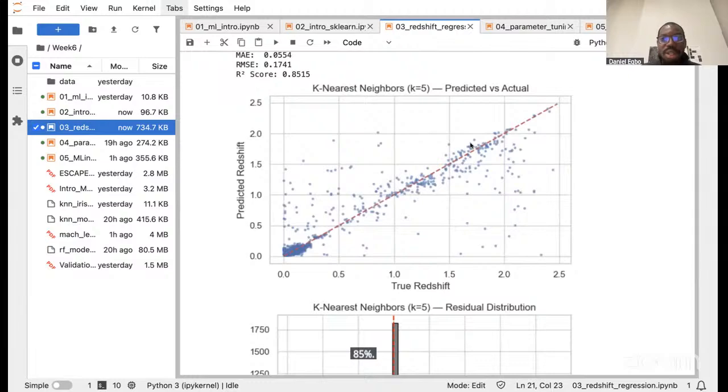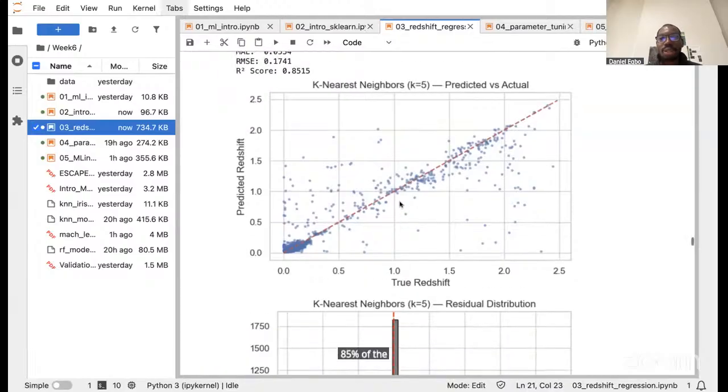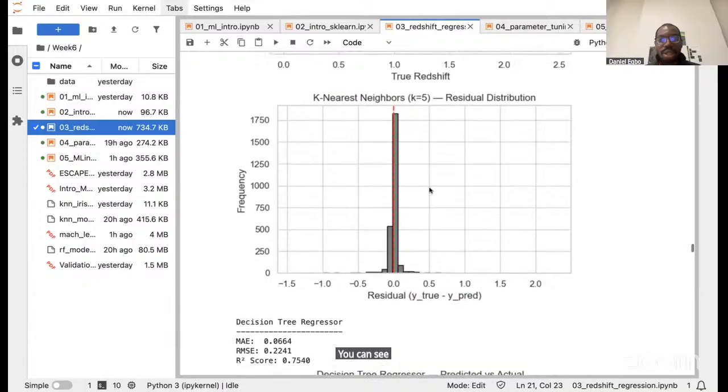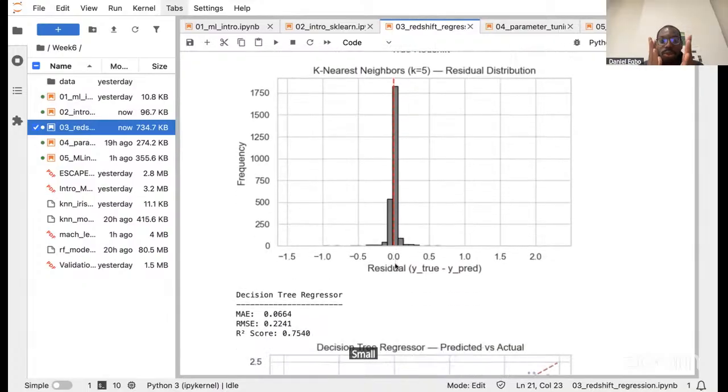And if you plot and compare the two models, you can see it did predict to a great extent, but it did not get everything right. There were also outliers here. It performed poorly for a number of them. But it did quite well. To an extent, what it means is that if you give it this data, 85% of the time, it is going to at least generate good predictions for you. You can see the residual here, quite small and well centered.